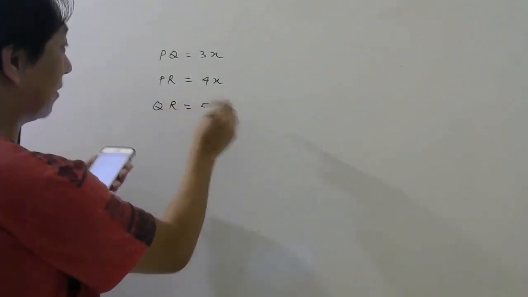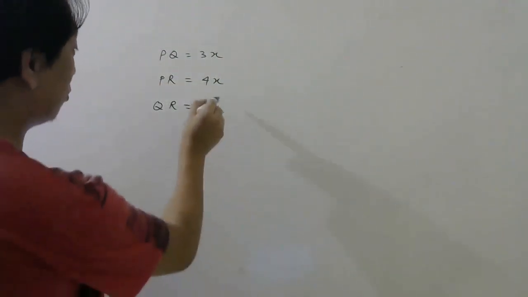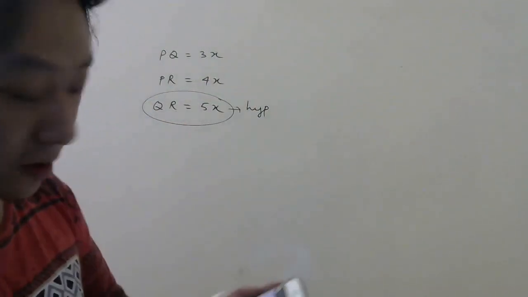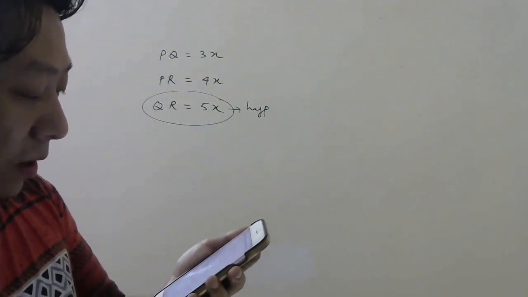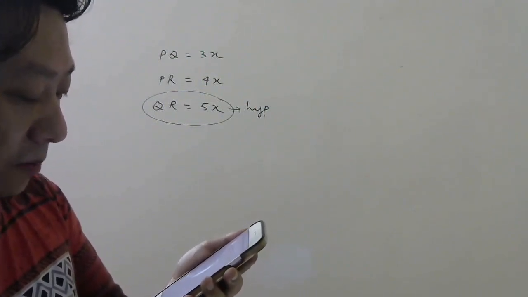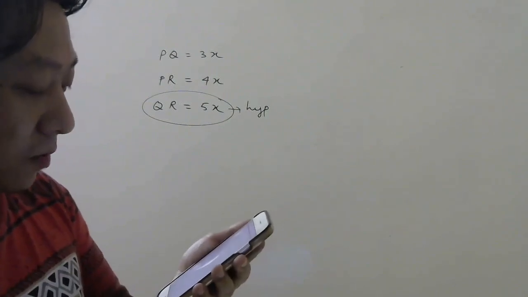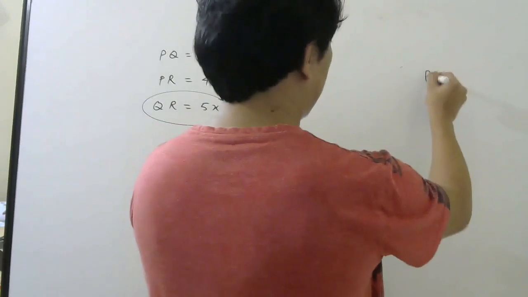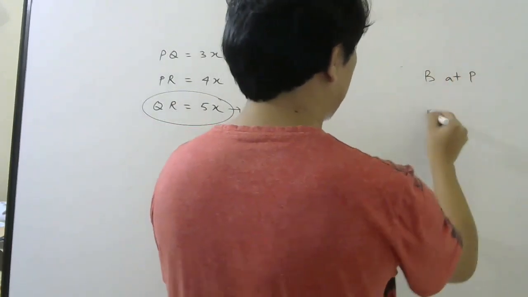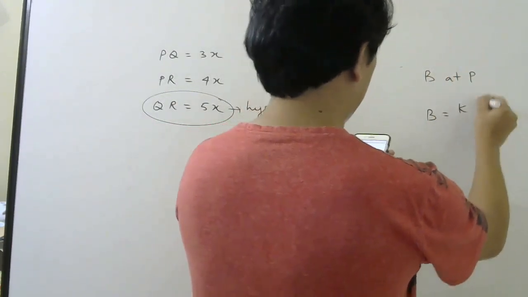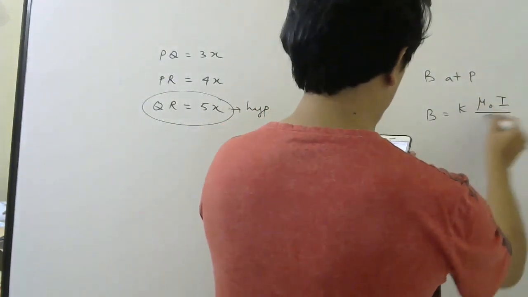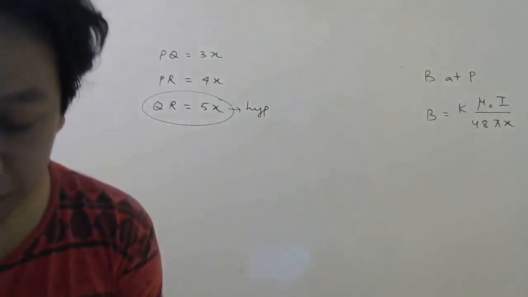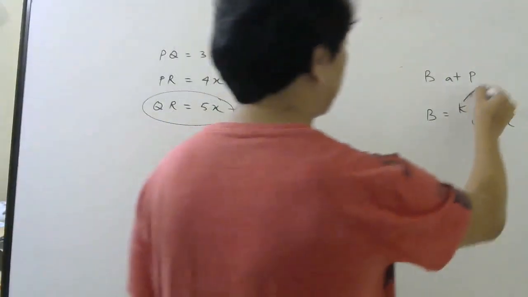So I think from this data it is very clear that this should be the hypotenuse of the right angle triangle. Now they want the magnitude of the magnetic field at P due to the loop. They have given the answer K into mu naught I by 48 pi x. We need to find the value of K. So this K we have to find.